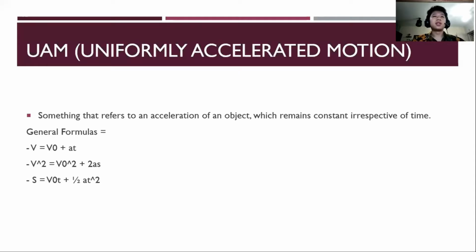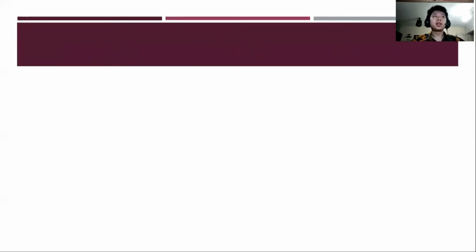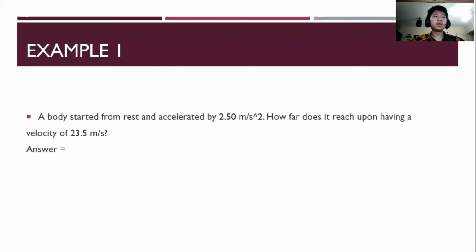Now we're gonna just jump right into the examples of how to solve problems with these formulas. So the first example: a body started from rest and accelerated by 2.50 meters per second squared. How far does it reach upon having a velocity of 23.5 meters per second?